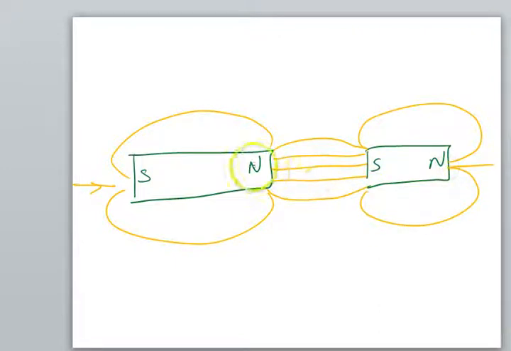Okay, so once again, north is going outwards into the south pole. North coming out into the south pole, out into the south pole. So this is in terms of your attraction. Okay, it's quite simple. So this is if they are close to each other.